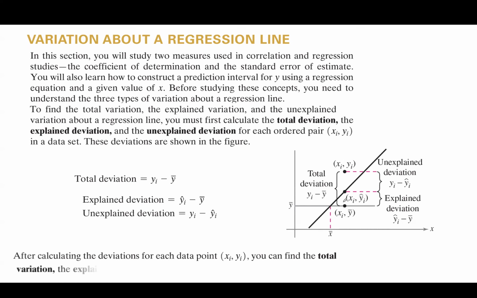So we can write this way: the total variation, the explained variation, and the unexplained variation are all derived from the total deviation, explained deviation, and unexplained deviation. So let's go to the next slide and define these as well. We're going to use them to introduce the idea of the coefficient of determination.